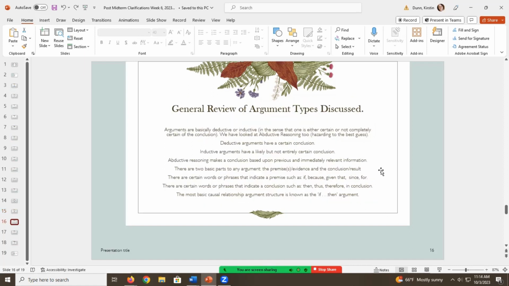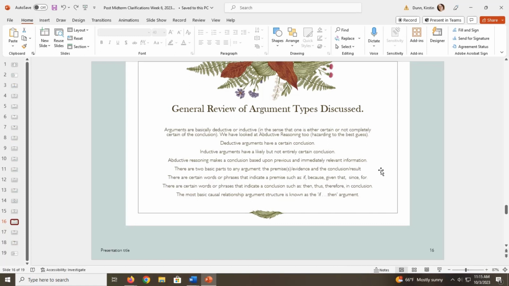General review of argument types discussed. Arguments are basically deductive or inductive in the sense that one is either certain or not completely certain of the conclusion. We have looked at abductive reasoning too, hazarding the best guess. Deductive arguments have a certain conclusion. Inductive arguments have a likely but not entirely certain conclusion. Abductive reasoning makes a conclusion based upon previous and immediately relevant information.